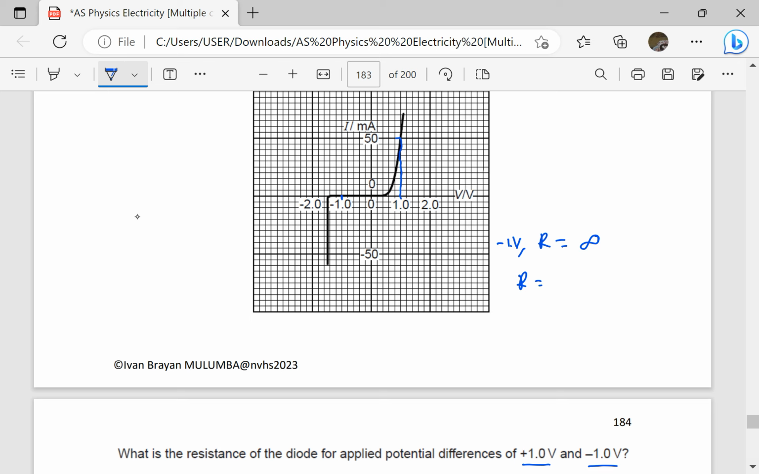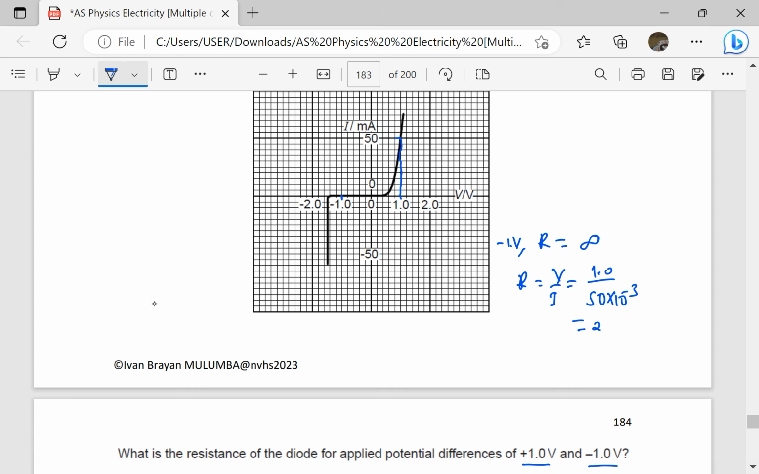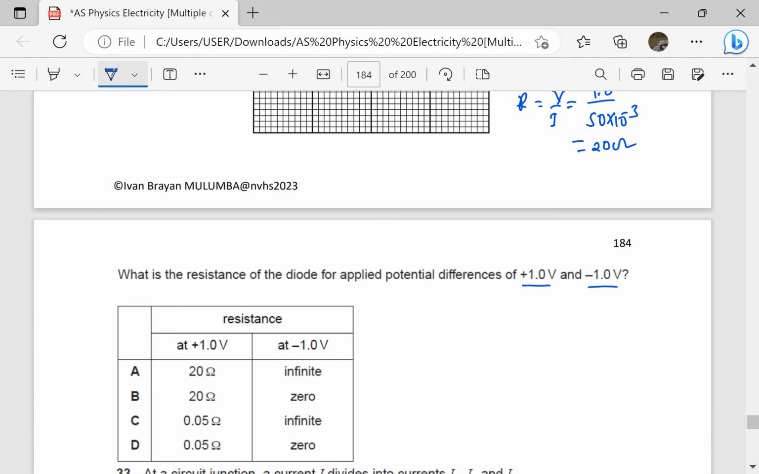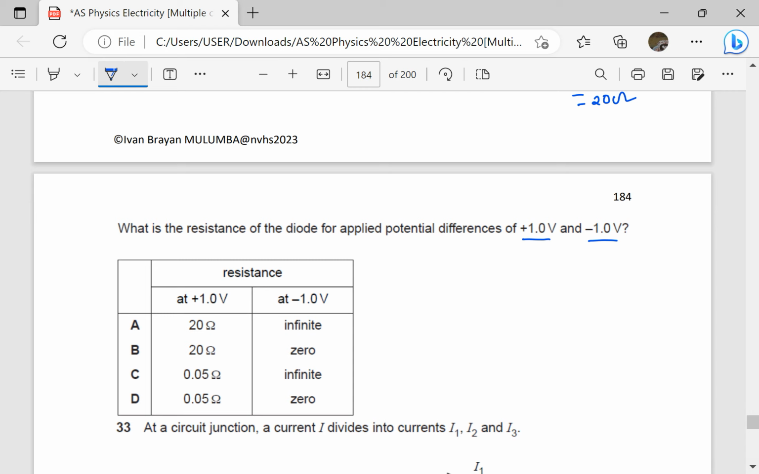So resistance is going to be V over I, which is going to be V is 1.0 and I is 50. It is actually 50 times 10 power negative 3, 50 milliamperes. So it means 1 divided by 50 times 10 to the power negative 3. That gives us 20. So the resistance there is 20 ohms. So let's check the alternatives. We have seen for positive 1 it should be 20, for negative 1 it should be infinity, so the answer is going to be A.